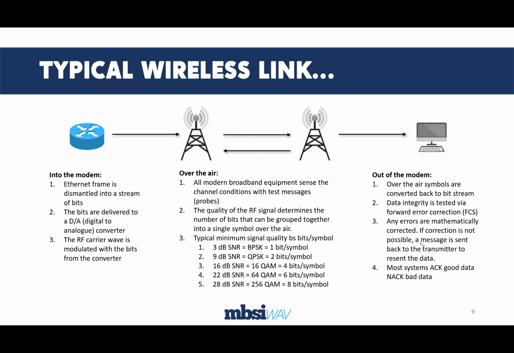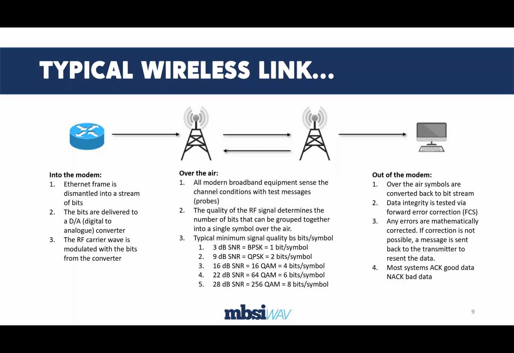All right, some conditions, some things that happen on a typical wireless link. In the network, in the modem, the Ethernet frame is dismantled into a stream of bits. These bits are delivered to a digital analog converter, and that is converted into an RF carrier going out over the air. We know it's OFDM, or there's a number of different types of RF carriers to create different signals, but nevertheless, these 3 functions are what occurs in the modulator.